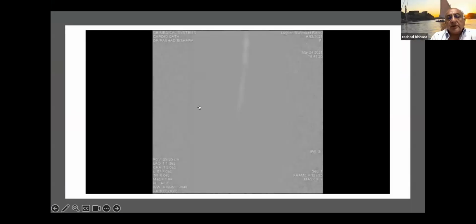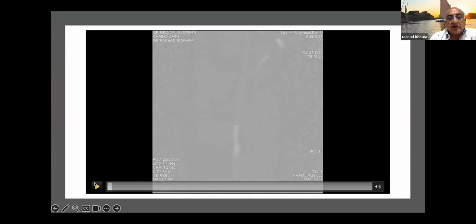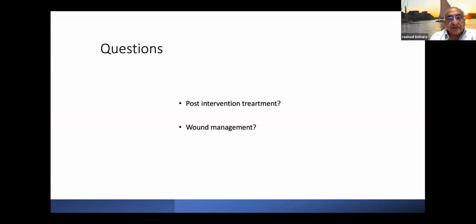What did you do? Okay, here is what we did. We did a revascularization. I'll go piece by piece. That's a carbon dioxide intervention, and what we just saw is the femoral artery.